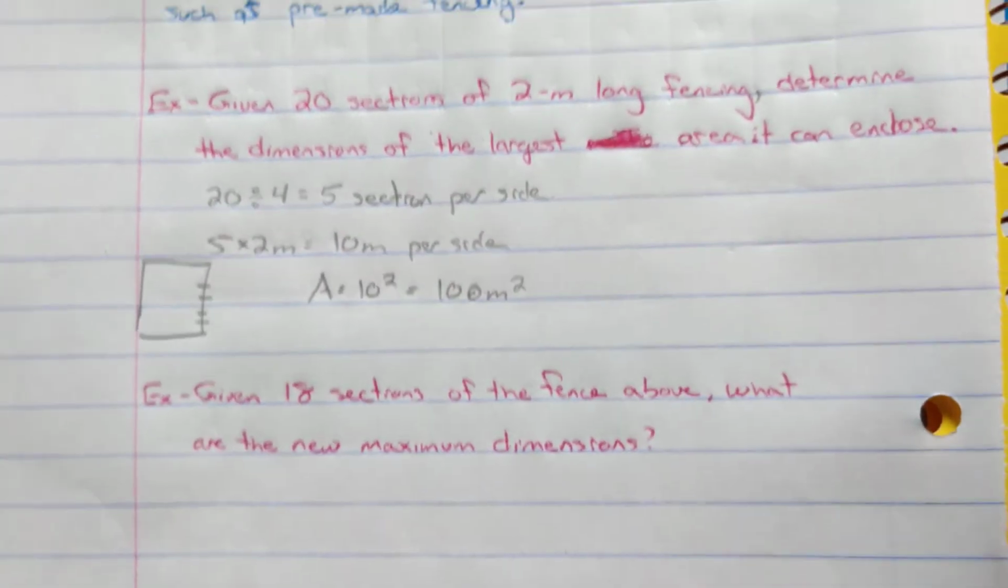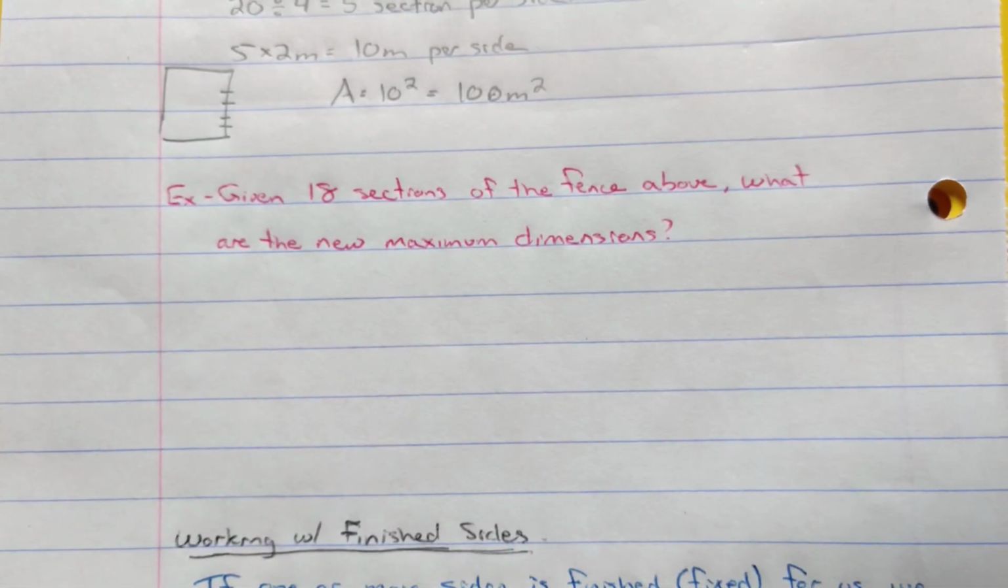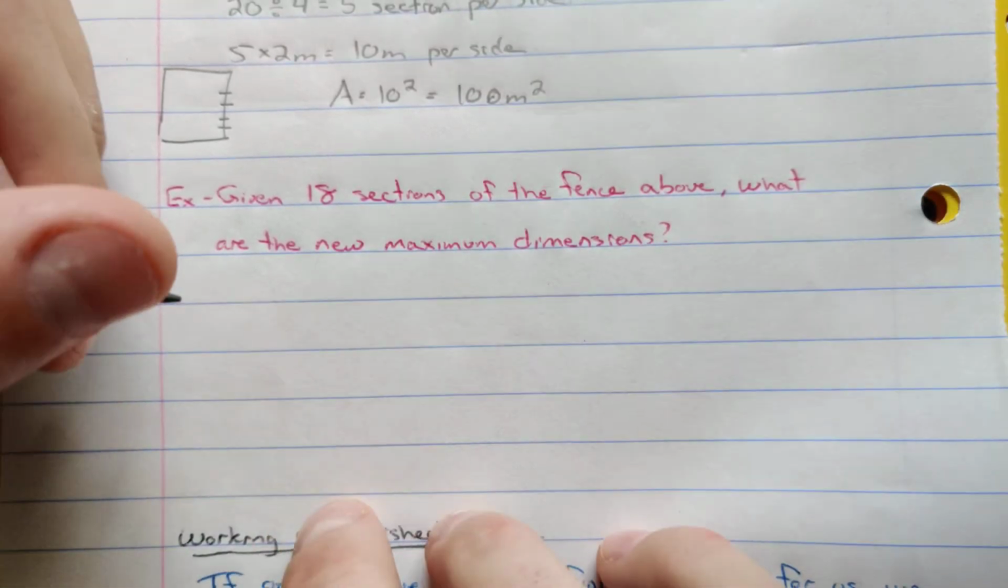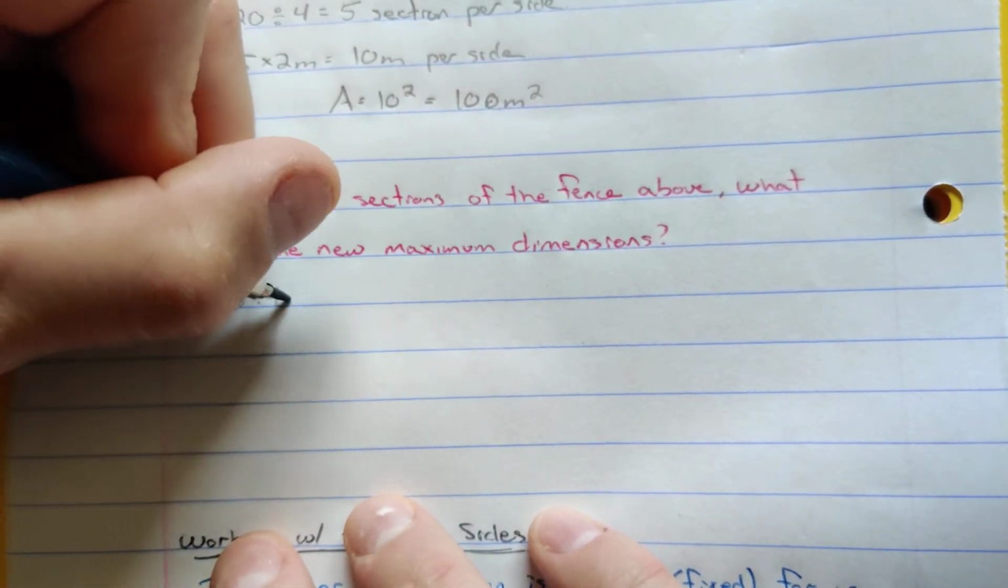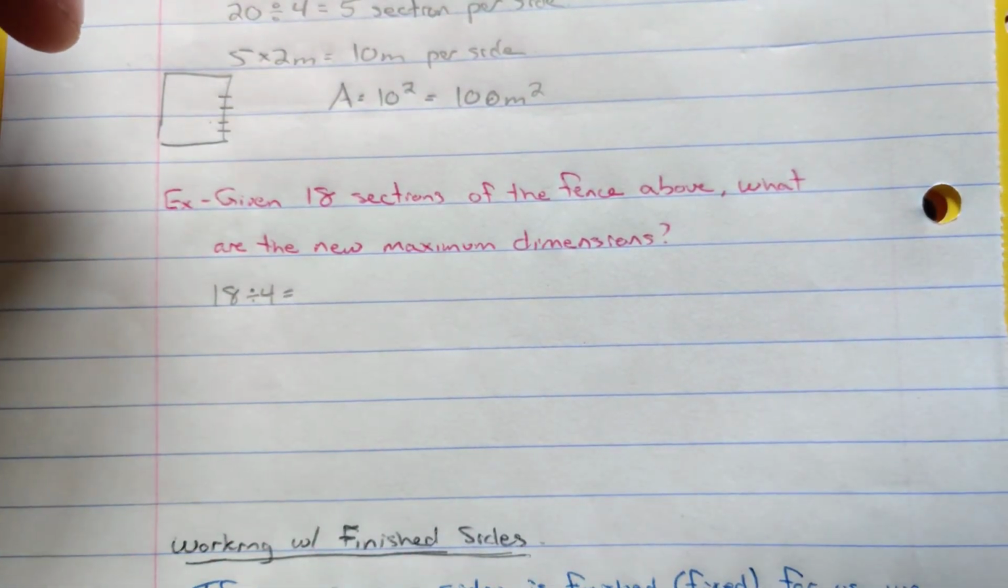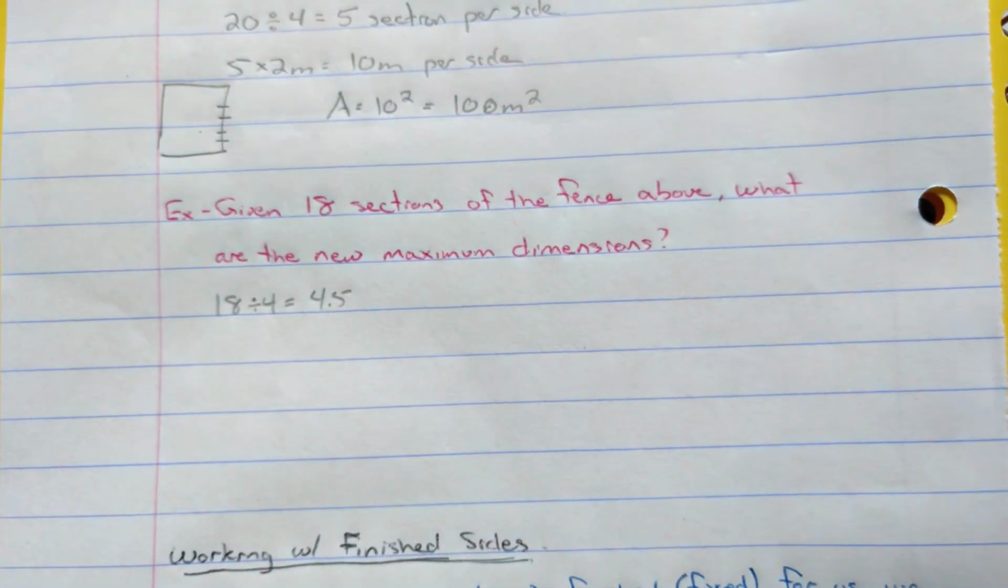Now, that was nice. 20 divided nicely by 4. Here's a problem. 18 sections of fence will mess things up. Because 18, we can't just divide 18 by 4 and get a whole number. 18 does not evenly divide by 4. So when we divide 18 by 4, what we're going to get is 4.5.